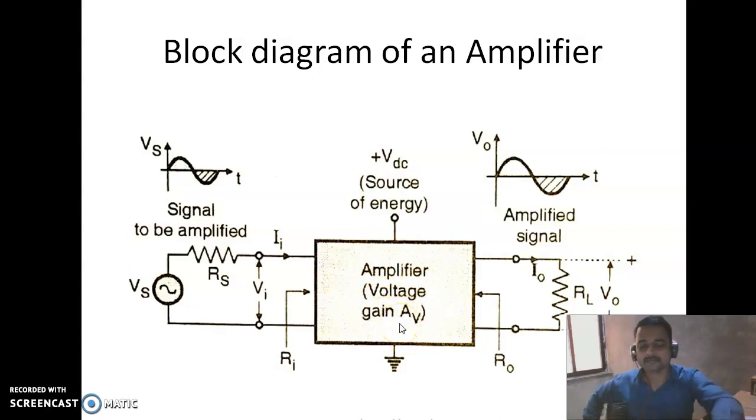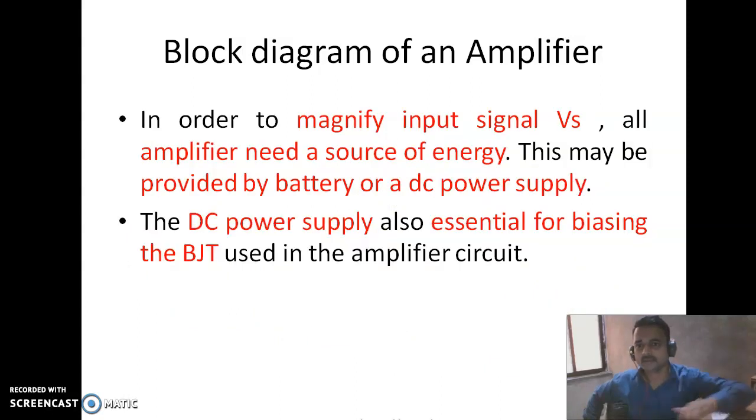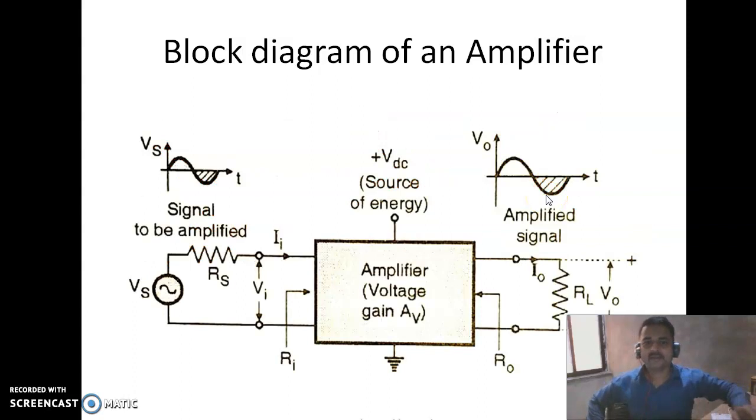AV. In order to magnify the input signal Vs, every amplifier needs a source of energy. This may be provided by a battery or DC power supply. Any amplifier needs a source of energy that is given by a DC power supply, even if you are using the transistor as a common emitter. So we need the supply voltage, which is given for biasing of the transistor.